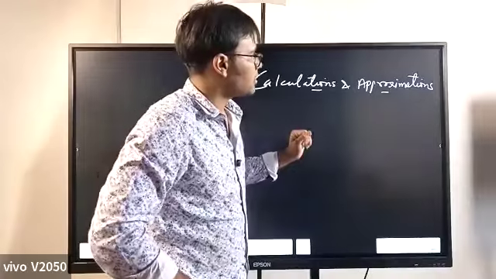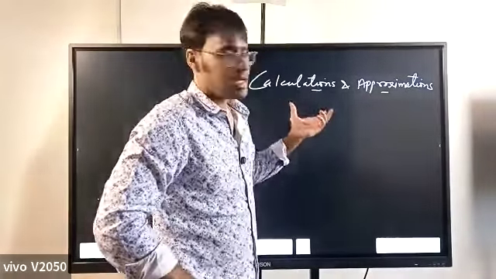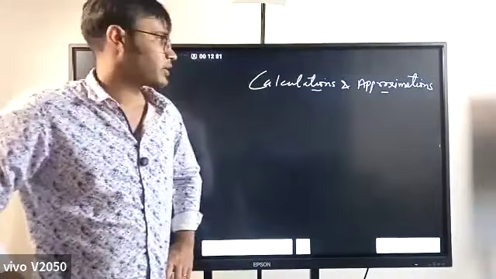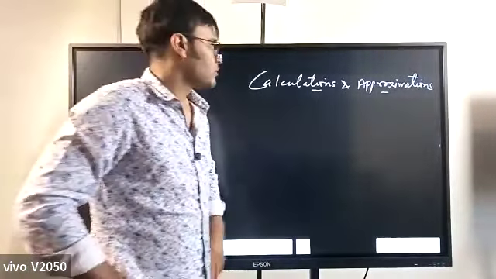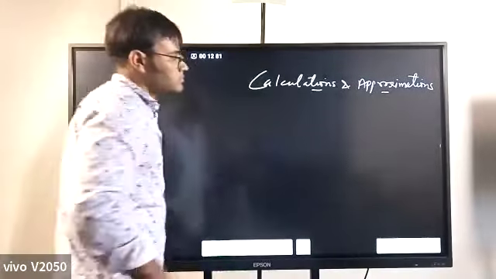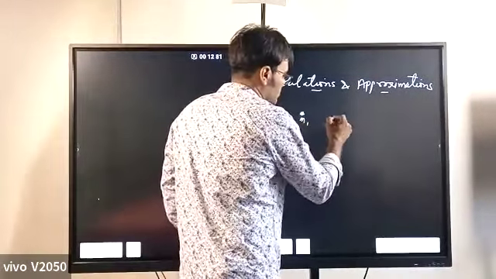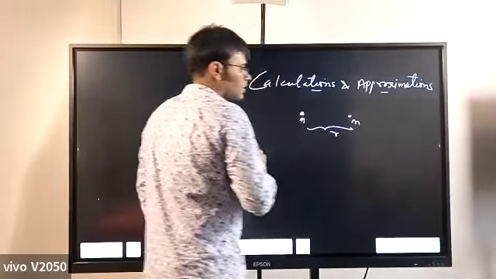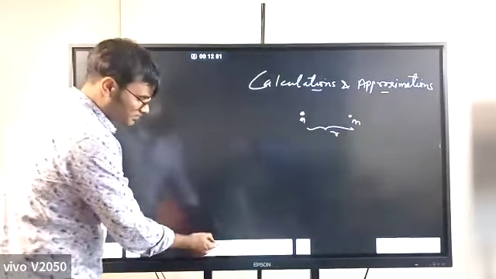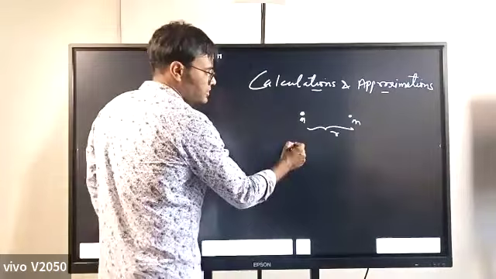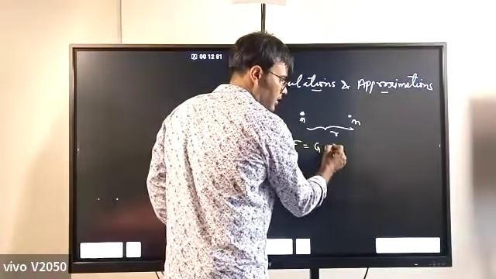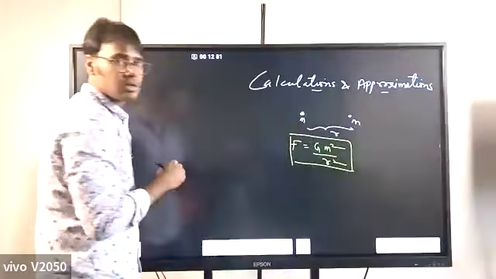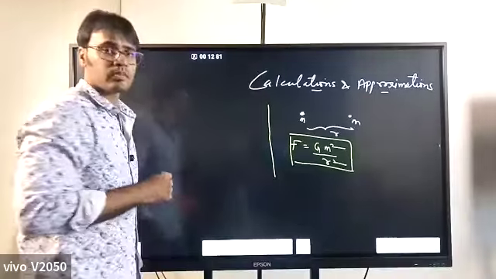So first of all, we'll focus on calculations and then we will move to approximations. Sometimes approximation is required. We will see in what questions it will be required. For example, let's say, what is gravitational force? We know the formula, gravitational force is G m1 m2 by r squared. This is the first. Now, let's see the question.